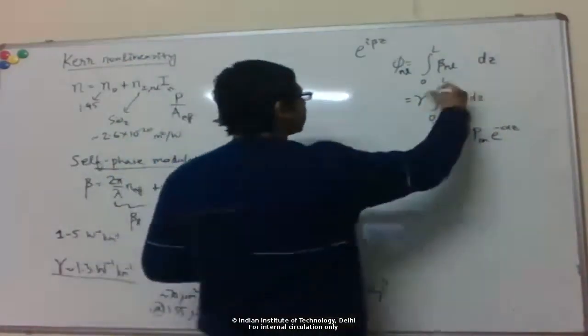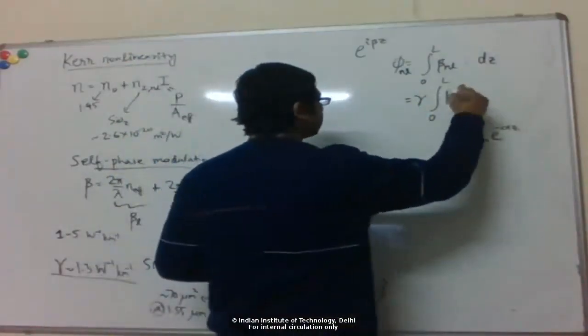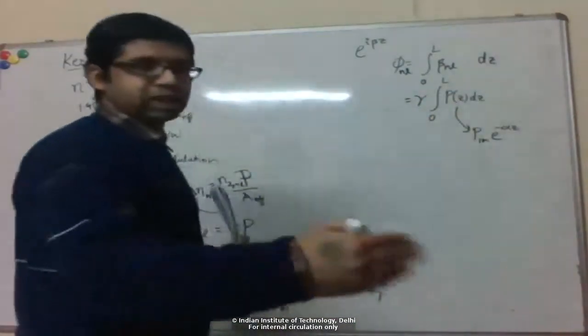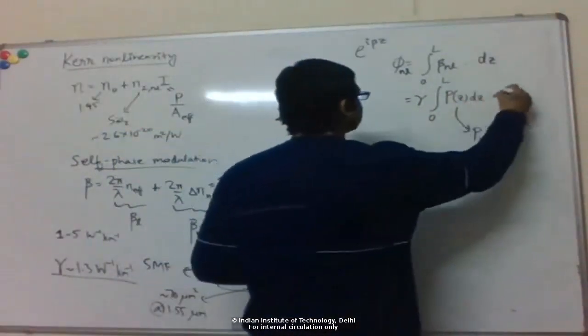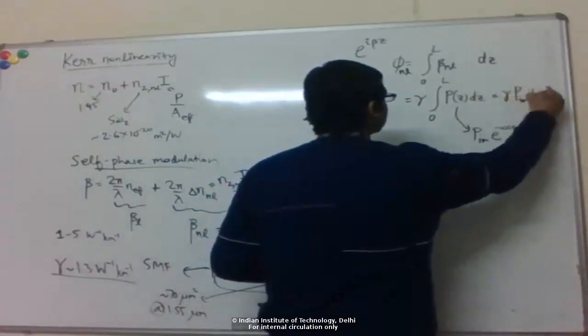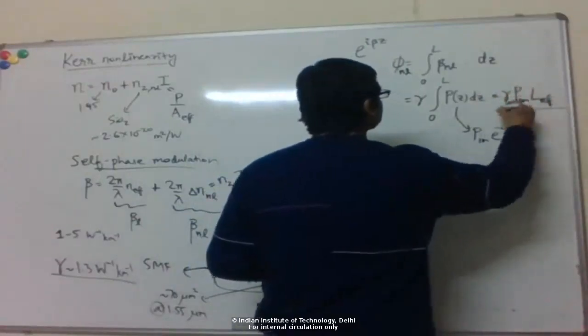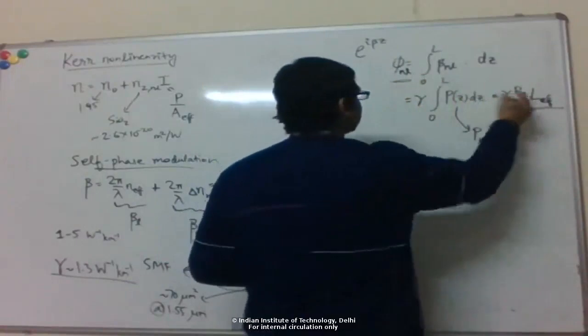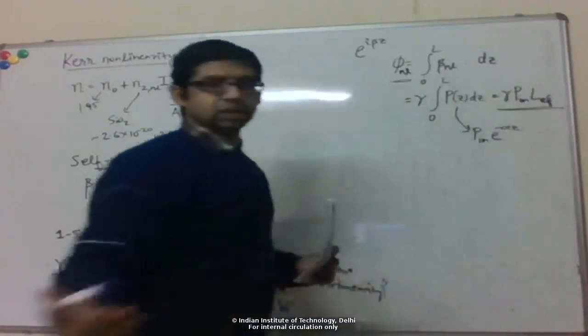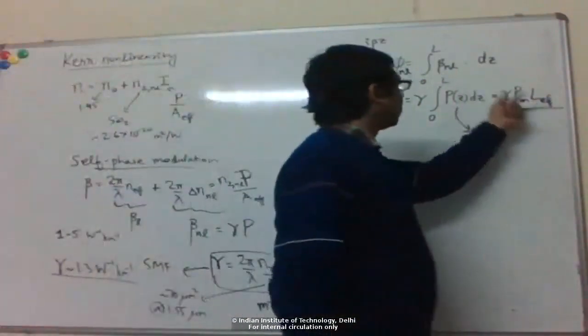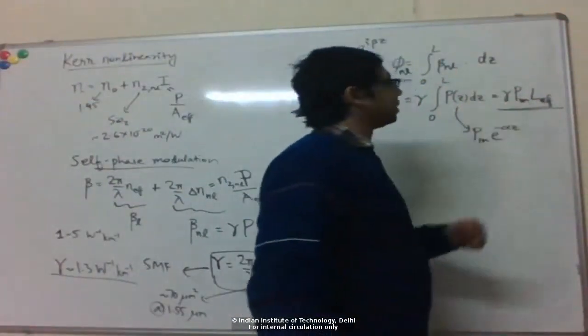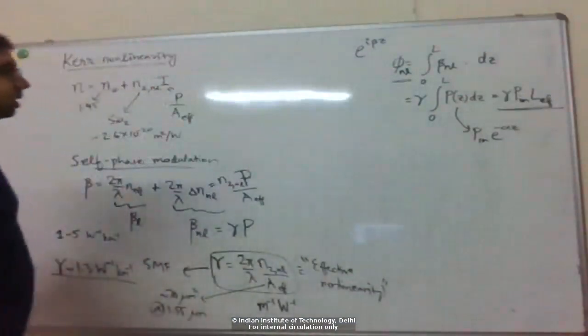So then this is basically the same integral we had for computing the effective length, the effective nonlinear length. So you can see that this comes out to be this effective nonlinearity times the input power times the effective length. Okay? So you can now see how the effective length is useful here. We just multiply the input power by the effective length.